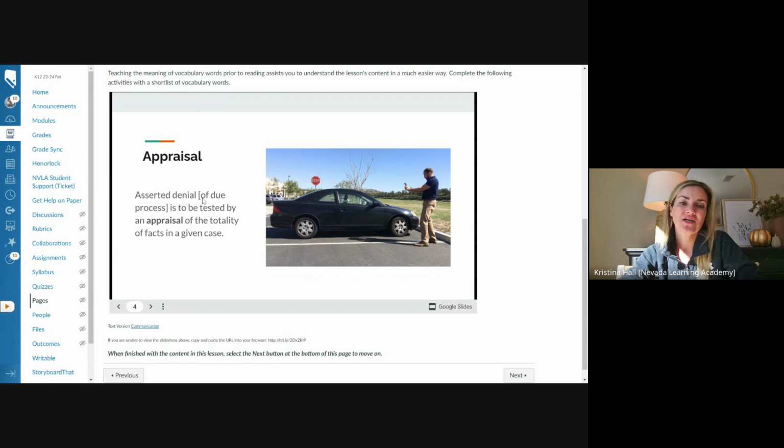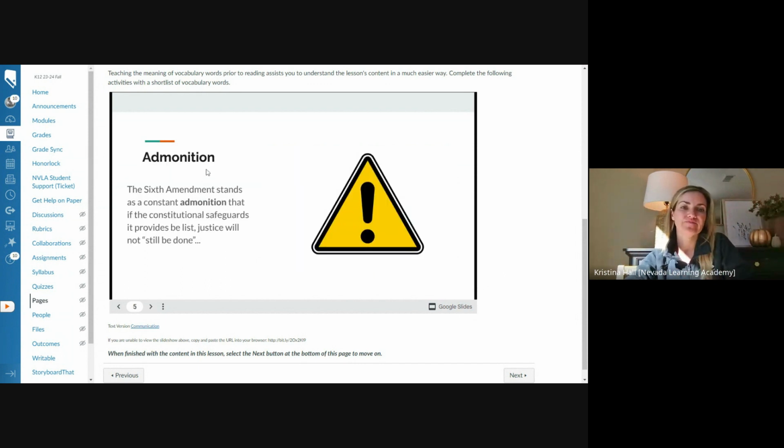Appraisal: assert denial of due process is to be tested by an appraisal of the totality of the facts in a given case. So appraisal is to take all the facts of a case into consideration and appraise the situation. Is there enough to charge someone? Is there not enough to charge someone? The value or the merit of the accusation or the situation. Is it meritless? Is there no evidence? Or is there an argument? Is there evidence to support the argument?